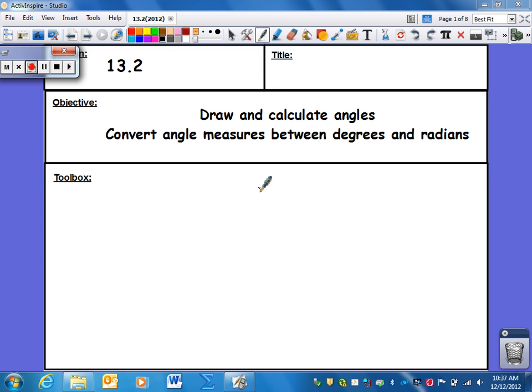All right, today we're doing 13.2 notes, so you have two objectives. You're going to draw and calculate angles, and you're going to convert angle measures between degrees and radians. So radians will be something a little new. It's not a difficult thing. As long as you know pi over 180 or 180 over pi, you're going to be just fine.